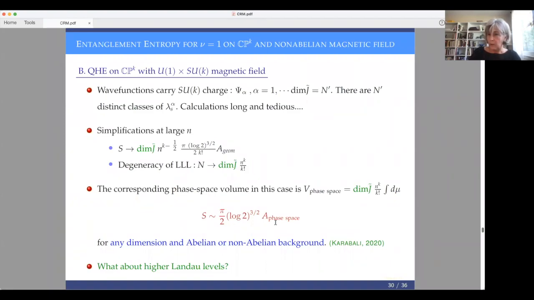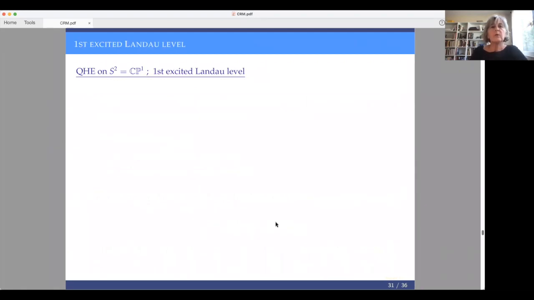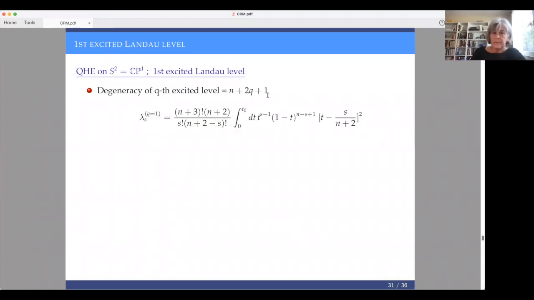Okay, so not for the reasons we said, but I wanted to show a few more details about that. Suppose now we consider the first excited Landau level. Now, the degeneracy for q equals 1 is n plus 3, so for the large n limit it is more or less the same as the lowest Landau level. Now one can write down the wave function and construct lambda.